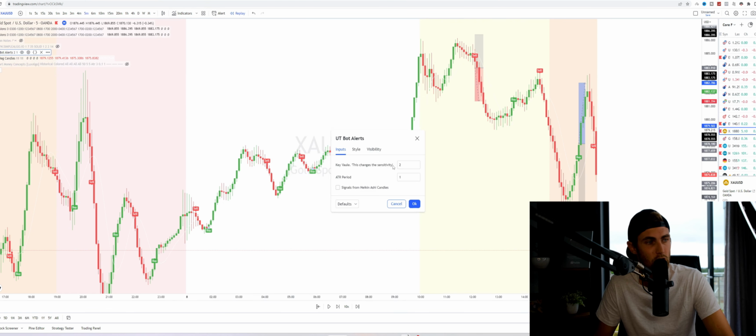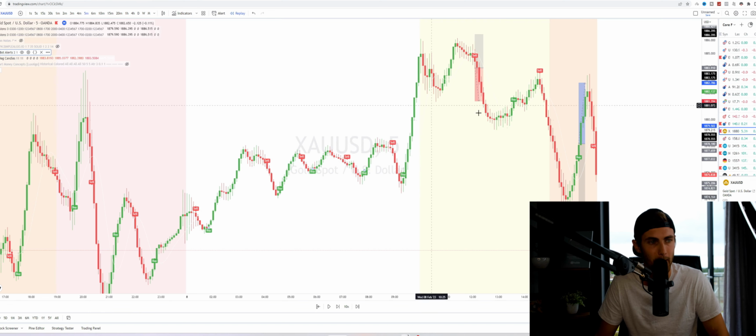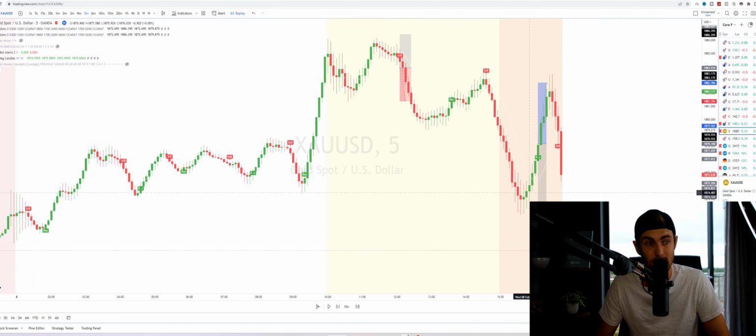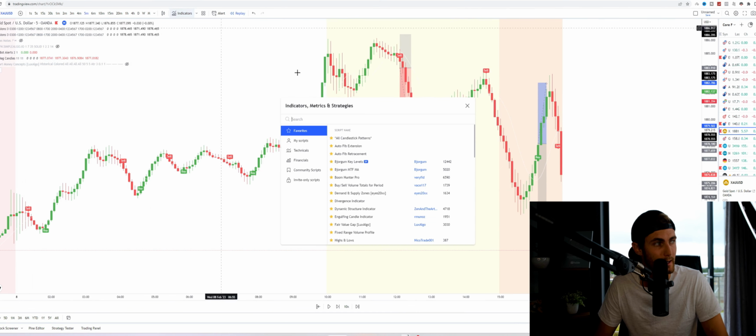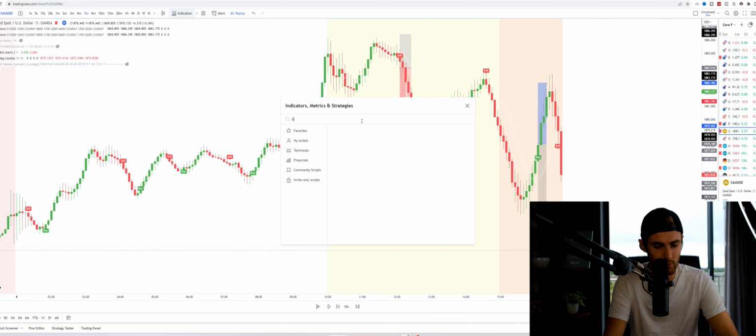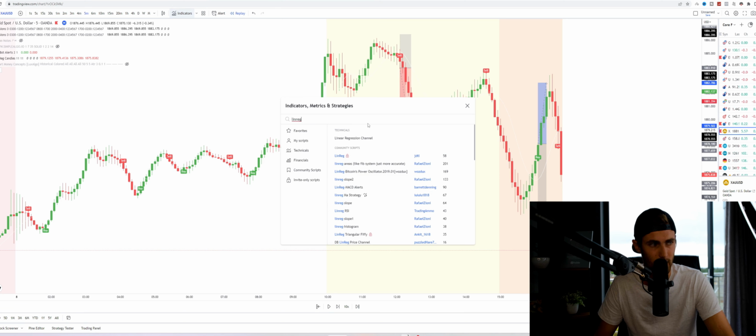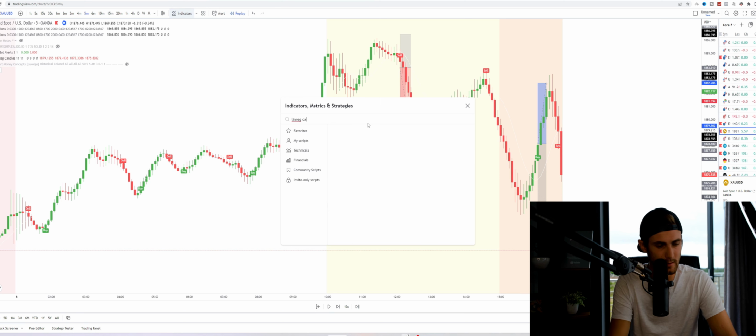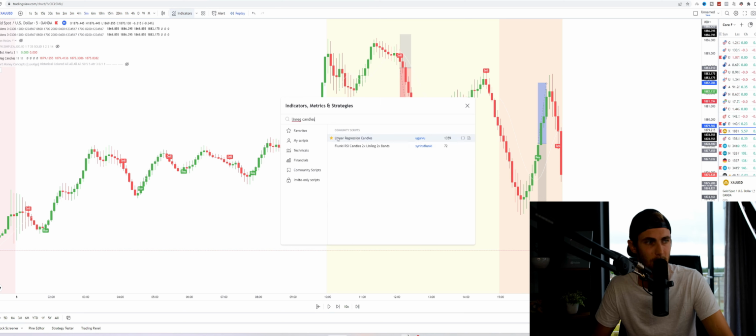Click on settings, just make sure your key value is a 2 and your ATR period is at 1 and you've got signals from Heiken Ashi candles checked off. Click on OK. The second indicator to get these candles is you need to come over to indicators, go and search Lin Reg candles. And it's this indicator over here, linear regression candles by Ugravu. I think that's how you say it.